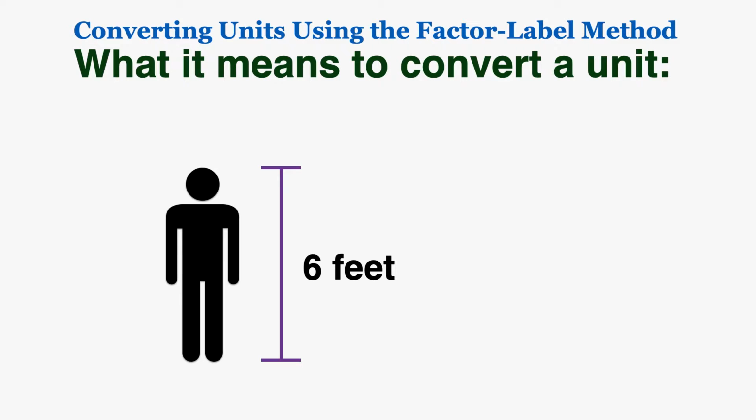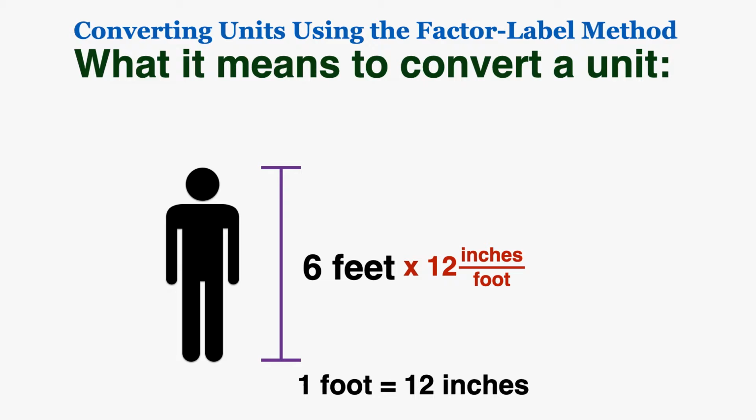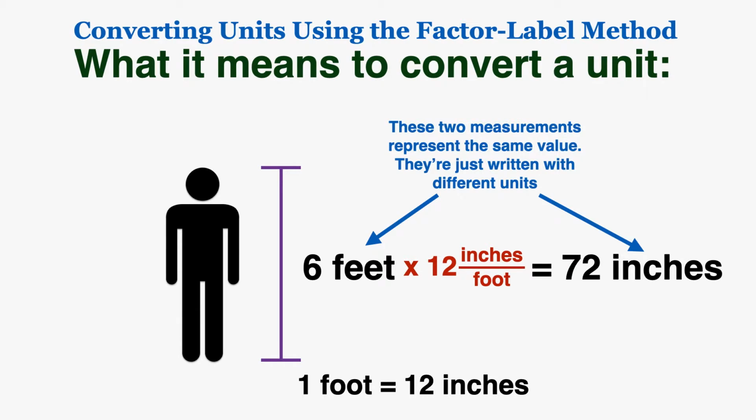As an example, if I wanted to know how tall this person was in inches, I know that 1 foot is equal to 12 inches. So if I multiply 6 feet times 12 inches per foot, I get 72 inches. So these two measurements represent the same value, they're just written with different units.